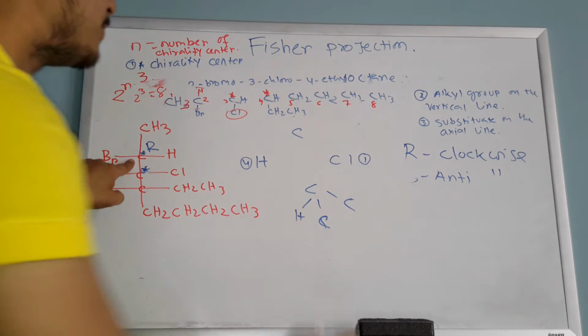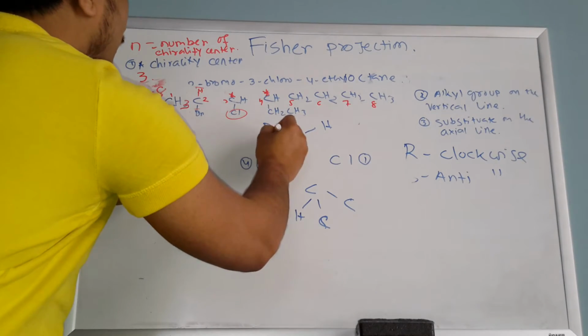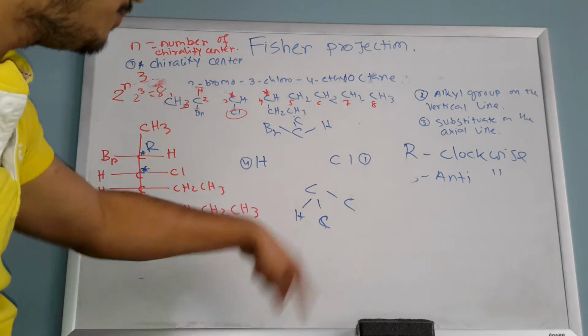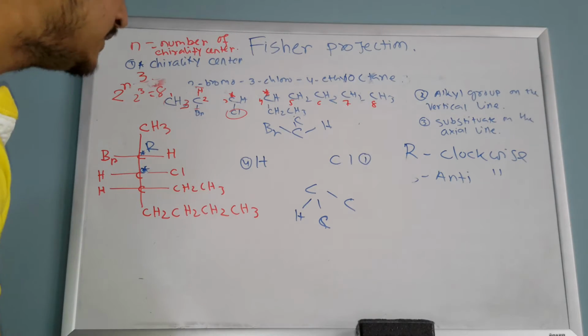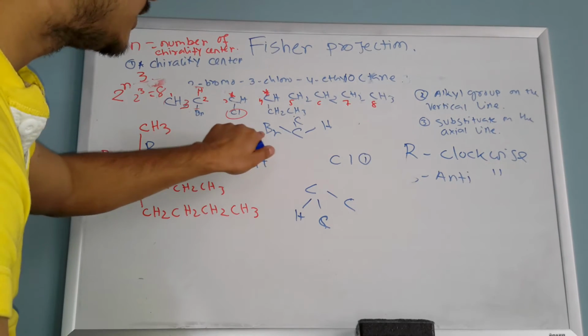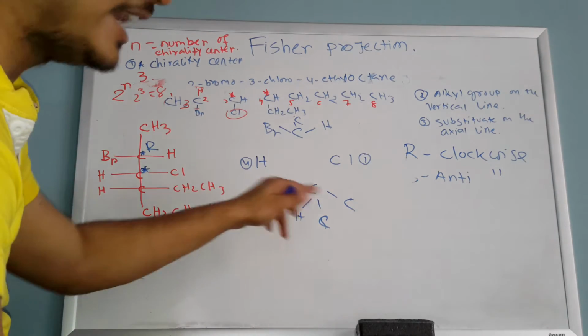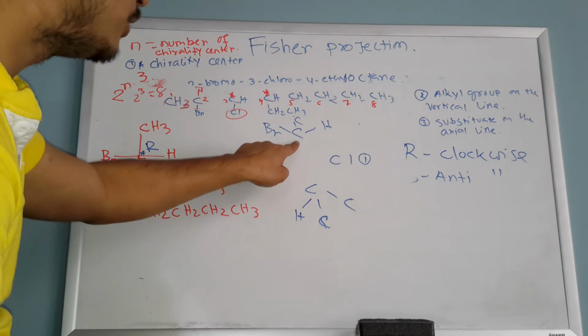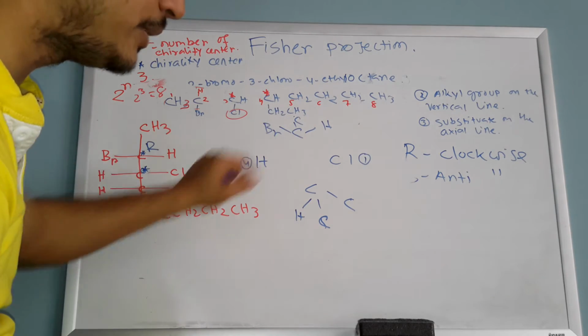Let's talk about this carbon. This carbon is filled up with one hydrogen, one bromine and one carbon. So tell me whose atomic number is high? Because of bromine, this atomic number is high. So look, right now how this carbon is filled up. This carbon is filled up with bromine, and bromine has a higher atomic number than anything. So that's why this carbon is the one with the higher atomic number.